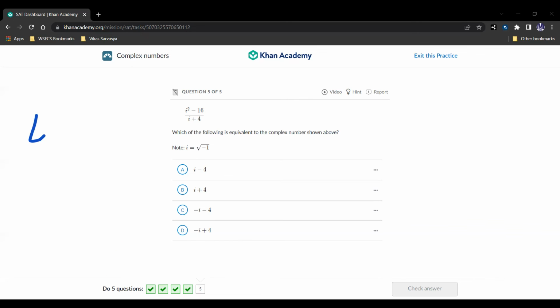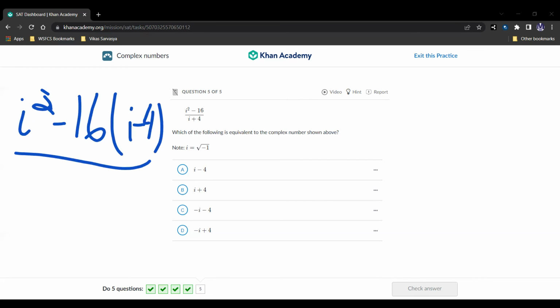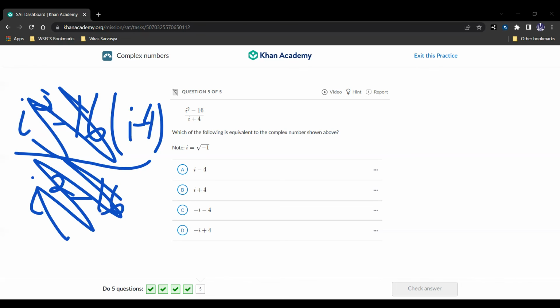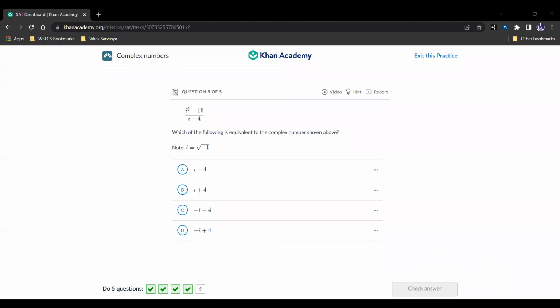We get the y squared minus x squared, the i squared minus 16. And think about what we just did. We multiplied both sides by i minus 4, and we got i squared minus 16 times i minus 4 over i squared minus 16. So this canceled with this, and it's i minus 4. Your answer is just that, i minus 4. That's what we do using the conjugate.